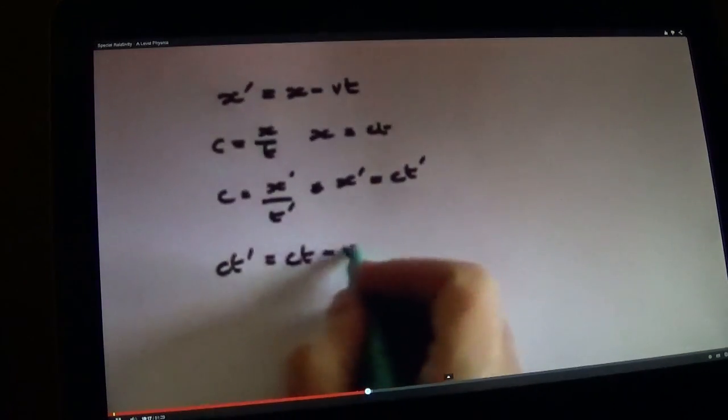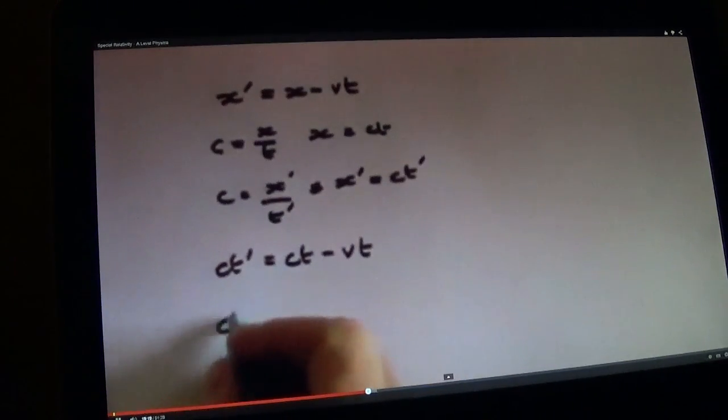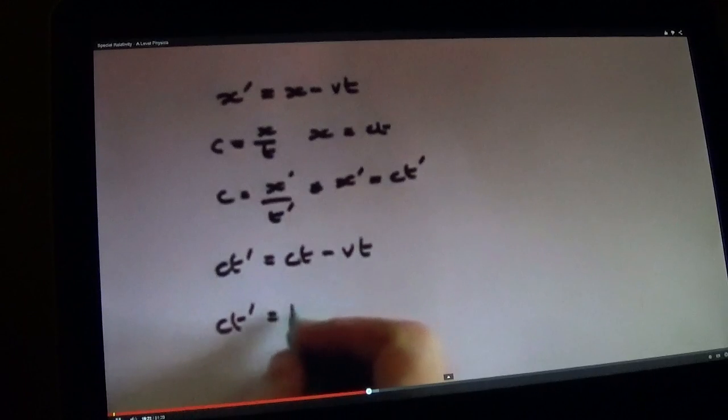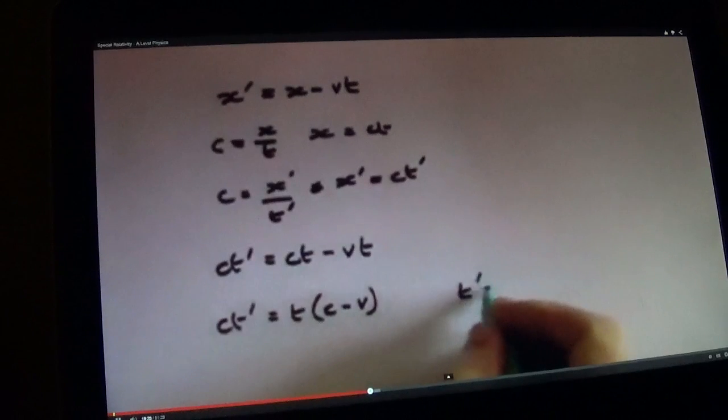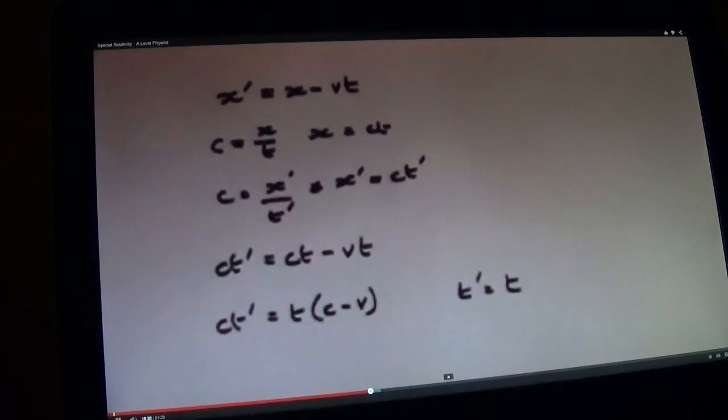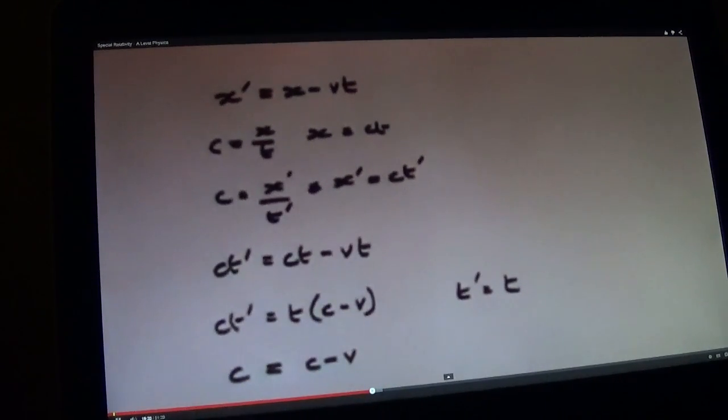Minus vt, which means that ct prime is equal to t into c minus v. Now, if t prime equals t, which is what we think is the case, the clocks remain synchronized, then we have that c is equal to c minus v. That obviously cannot be true unless v is 0.